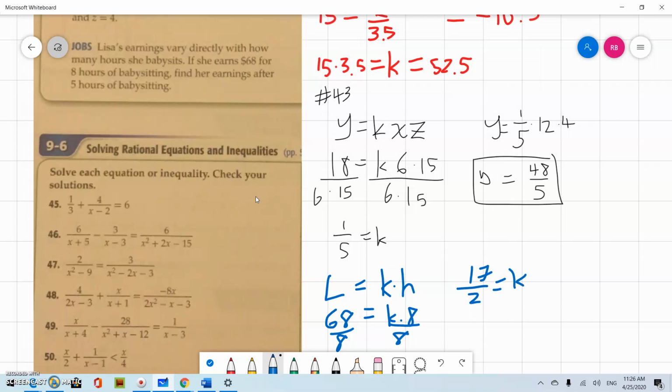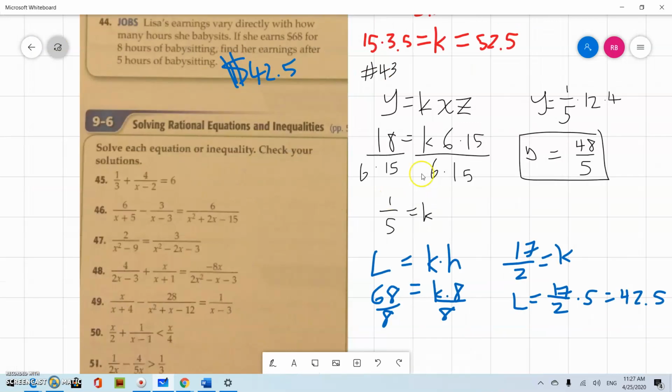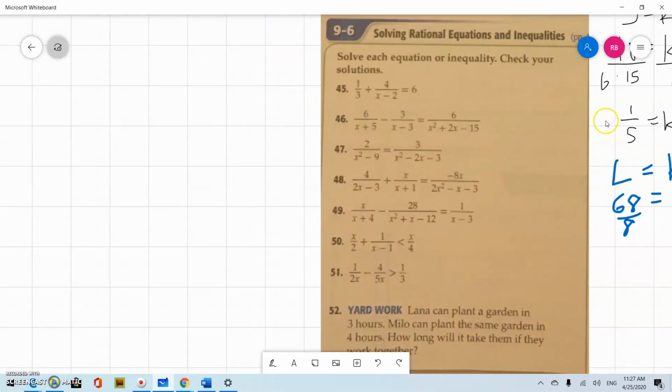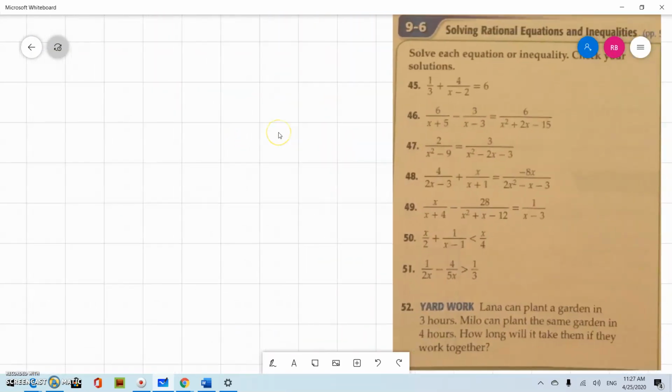And I want you to find what she is going to make if she only works for 5 hours. So 17 times 5 over 2, that's 42.5. So it makes sense, right? Because it should be less than what she makes when she works for 8 hours. So that's a variation problem. So you had direct variation, inverse variation, and joint variation.